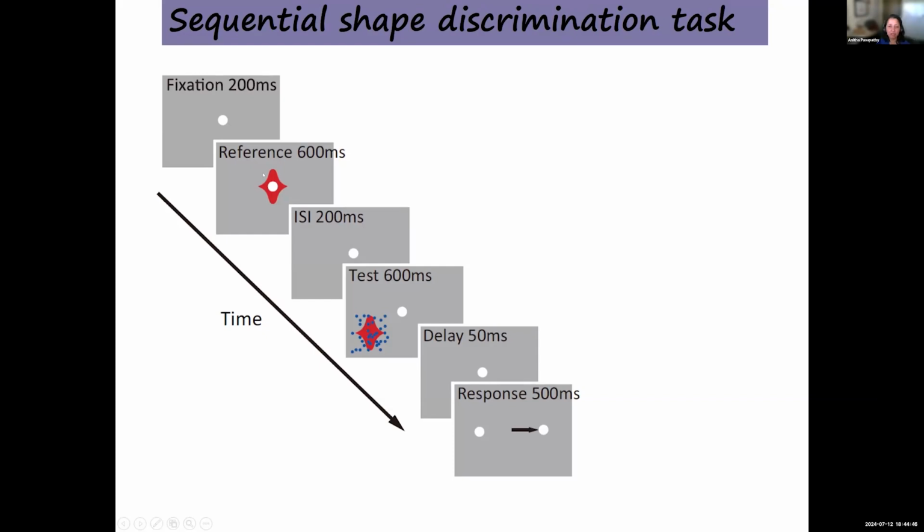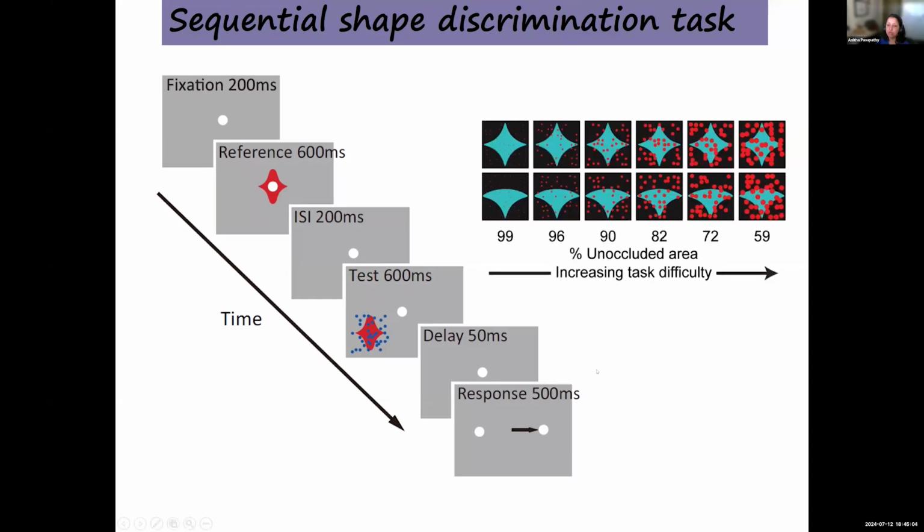And then the task of the animal was to report whether these two shapes are the same or different. If they were the same, the animals had to make a rightward saccade. If they are different, they have to make a leftward saccade. Now, this test stimulus was partially occluded to titrate the levels of occlusion. We used the same strategy as I described before: randomly positioned dots with varying diameter of dots.